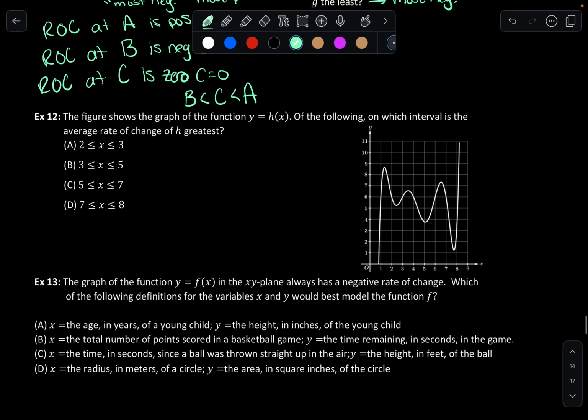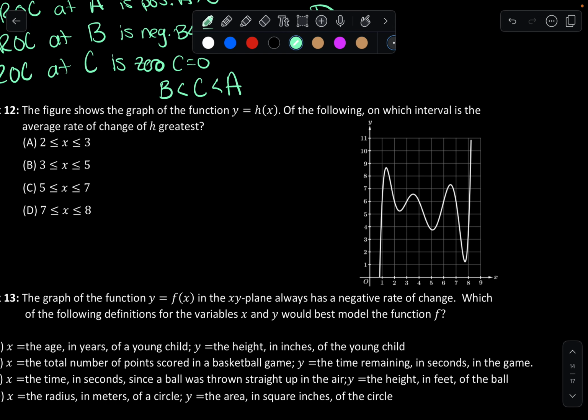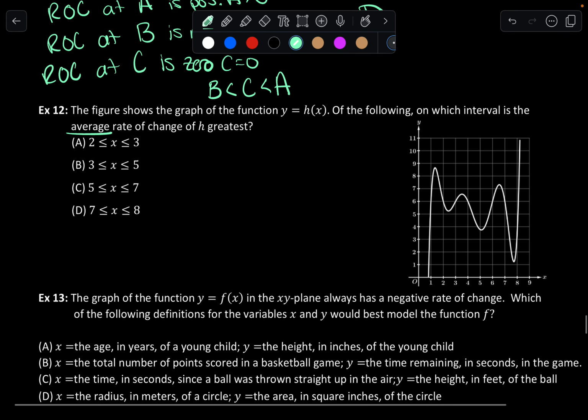All right, so multiple choice. The figure shows the graph of the function y equals h of x. On which interval is the average rate of change of h the greatest? Two important words: average, which means we'll be using two points, so we're going to be taking the average rate of change. And then we have the greatest, which is the most positive.